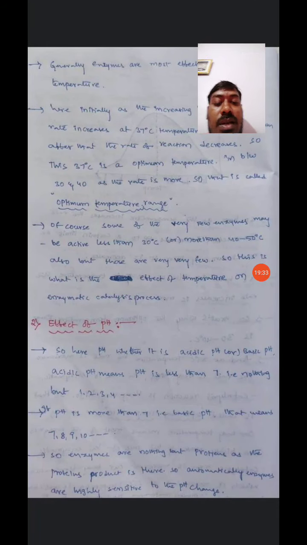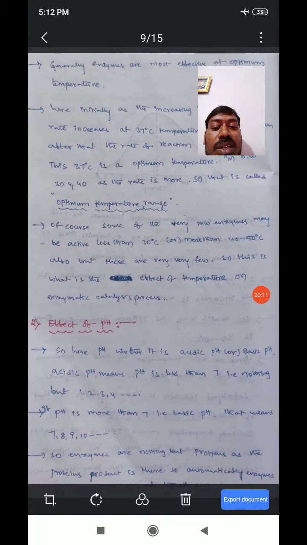Here the pH may be acidic or basic. Acidic pH means pH is less than 7, that is 1, 2, 3, 4 like that. If the pH is more than 7, that is basic pH, that means 7, 8, 9, 10 like that. Enzymes are nothing but proteins, so automatically enzymes are highly sensitive to pH changes.